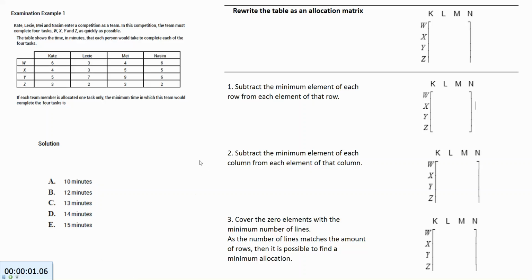Now, our first step is to rewrite the table as an allocation matrix. So it becomes 6, 3, 4, 6, 4, 3, 5, 5, 5, 7, 9, 6, 3, 2, 3, 2. Our first step is subtracting the minimum element of each row from each element of that row. In our first row, our minimum is 3. So it becomes 3, 0, 1, 3. In our second row, it is 3 again, so it becomes 1, 0, 2, 2. In our third row, our minimum is 5, so it becomes 0, 2, 4, 1. And in our last row, our minimum is 2, so it becomes 1, 0, 1, 0.